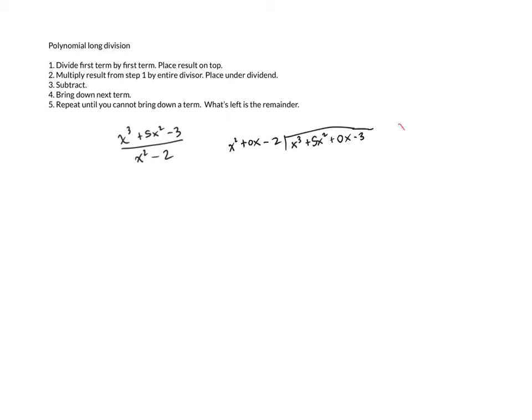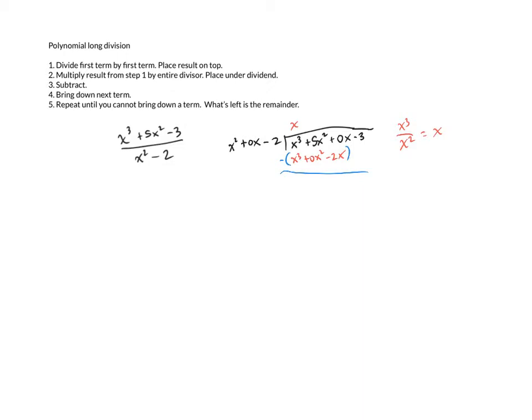So divide first terms, x cubed divided by x squared, which is x, that goes on top. Multiply the x times the entire divisor, so x times x squared is x cubed. X times 0x is 0x squared. And yes, I could leave it as just 0, but I like keeping the term type there so you can see that like terms are actually lining up. And x times negative 2 is negative 2x. I'm going to subtract that.